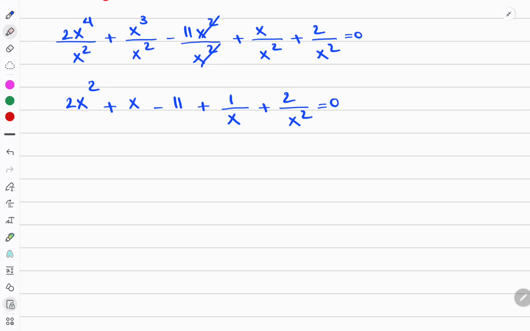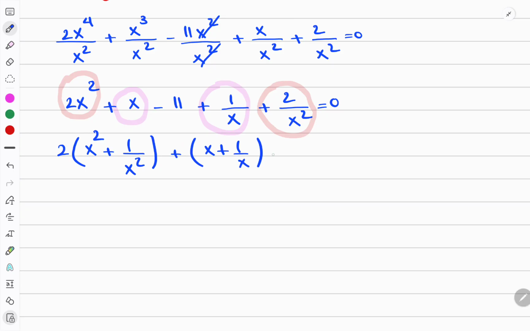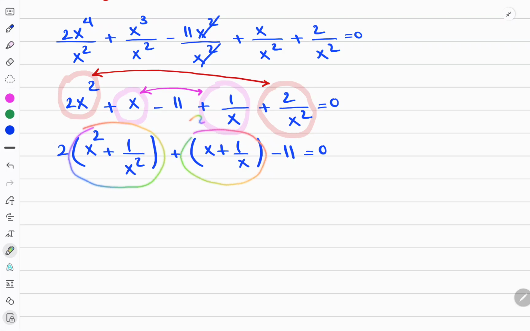Okay, so I have 2x squared plus 2 over x squared, and I'm gonna factor out 2 from these two terms, plus 1 over x squared, and then I have x and 1 over x, put them as a group in a parentheses, minus 11 equals 0. And as you can see, there is a connection between these two parentheses.